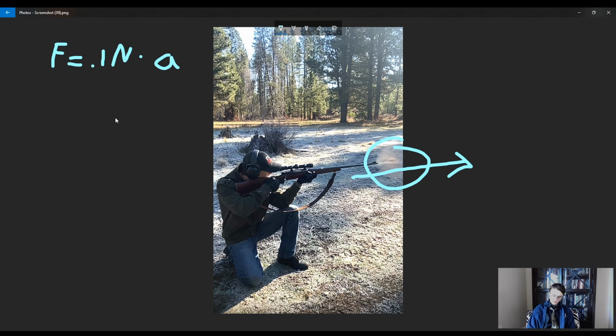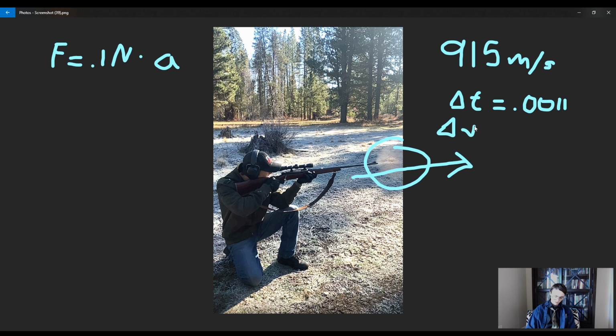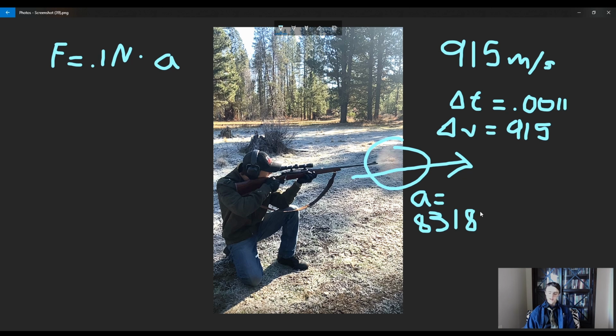An average 30-06 bullet fired out of a 24-inch barrel travels at 915 meters per second, more than 2.5 times the speed of sound, which puts our second velocity close to 915 meters per second downrange. So our change in time, delta t, is 0.0011 seconds, and our change in velocity, delta v, is 915 meters per second, which gives us an acceleration of 831,818.2 meters per second squared.